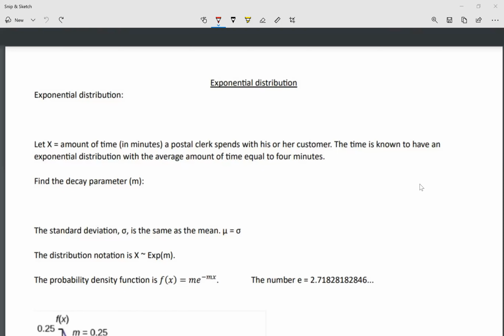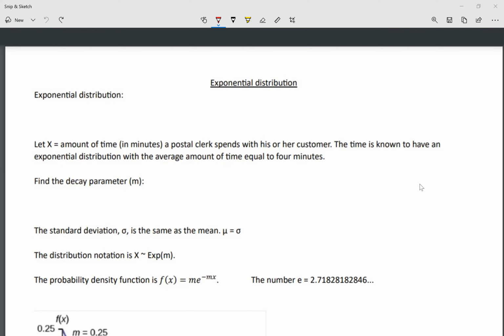We're going to be looking at the exponential distribution to finish this short unit. Also, I'm going to be using a calculator. I'm going to be using Desmos.com. All right, that calculator I want you guys to get familiarized with. So let's see. Exponential distribution.